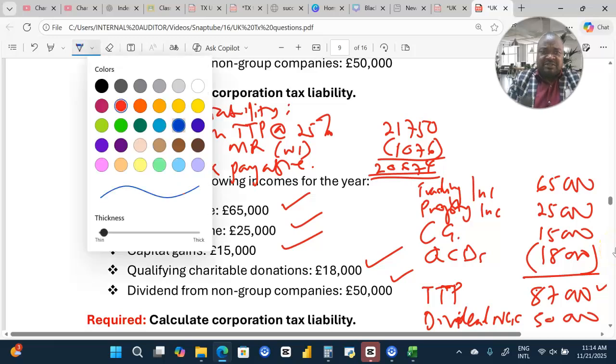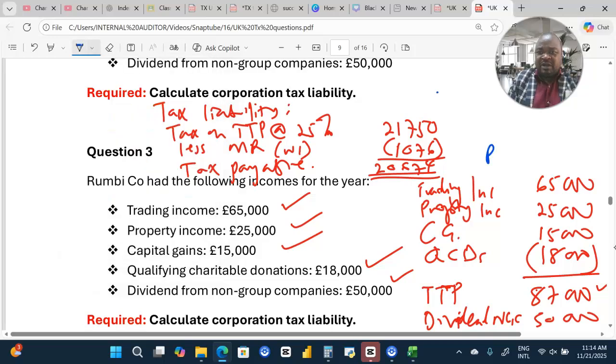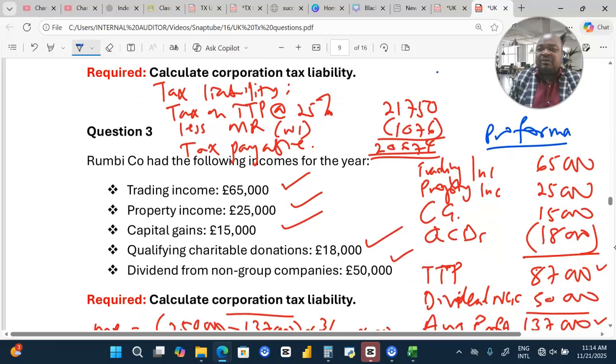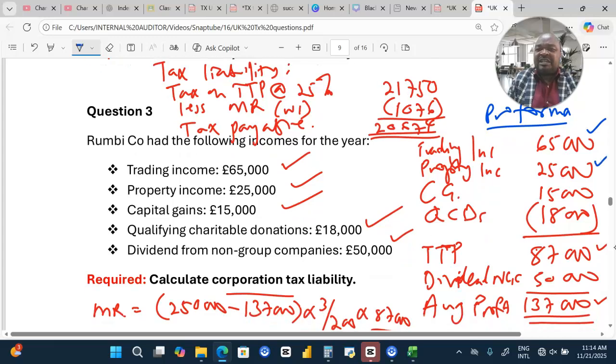The steps are as follows. First of all, you use your pro forma, and your pro forma starts with the trading income 65,000. You add property income, then the capital gains. You deduct the QCDs, the qualifying charitable donations, and then you come to TTP. Then you add dividend from non-group companies of 50,000. You arrive at the augmented profits. Then you move on to your tax liability.